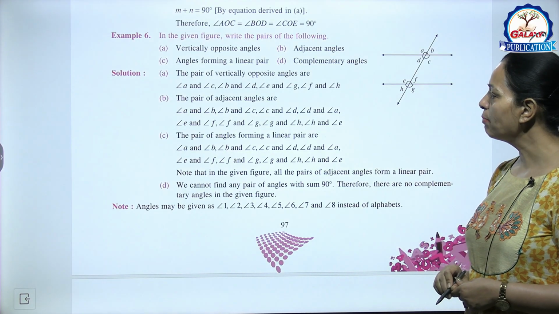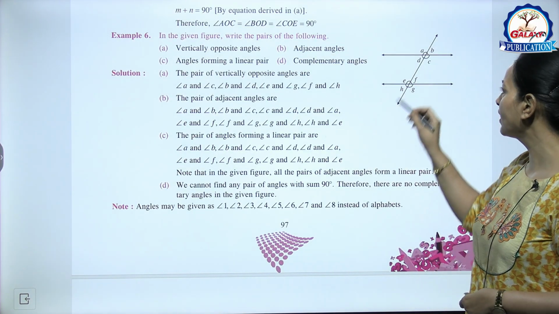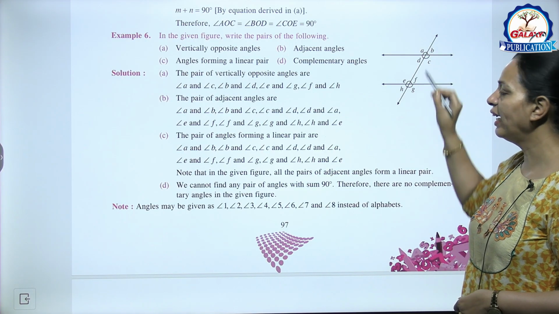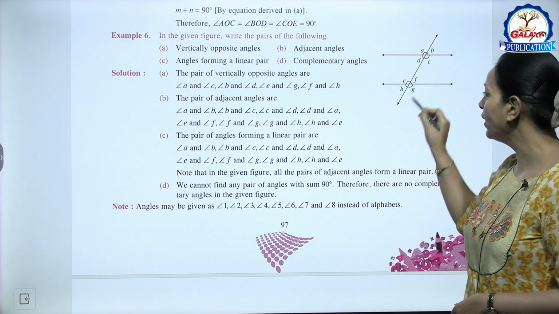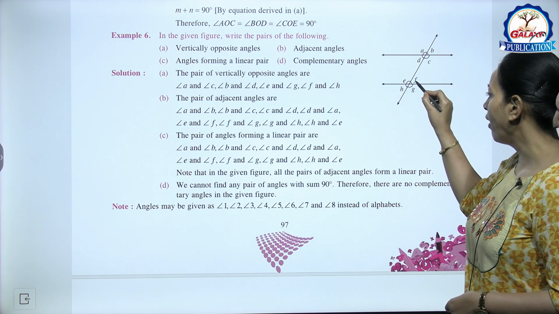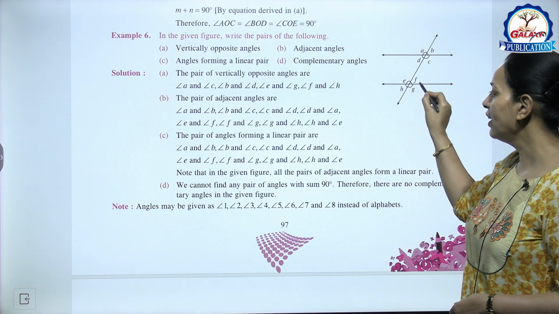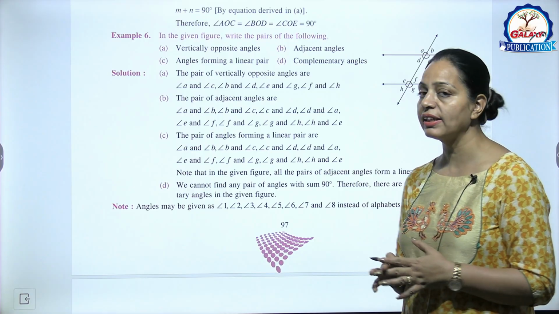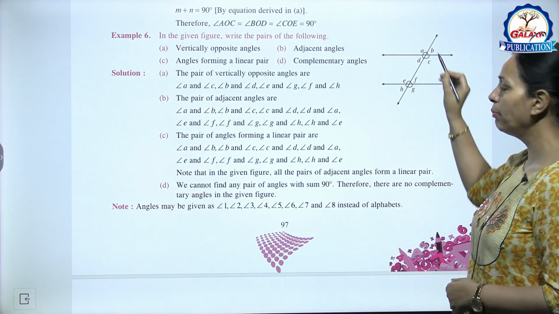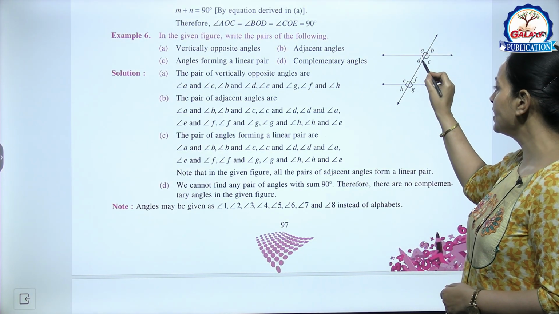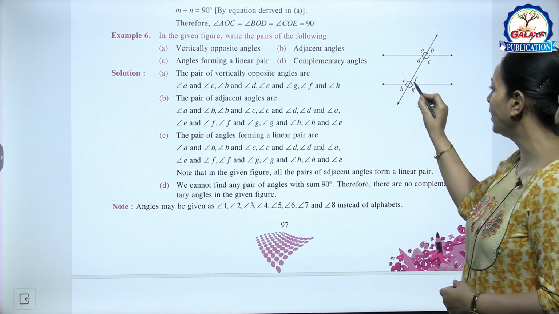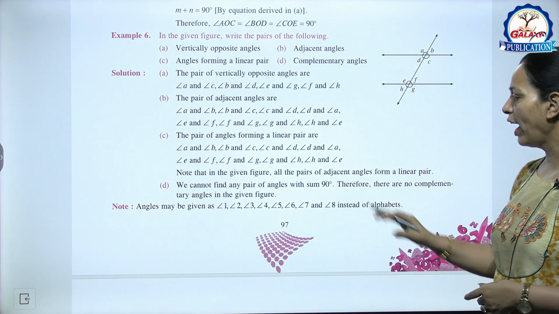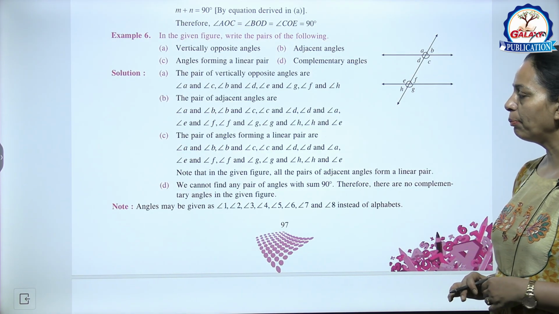Okay. Now the next B part, adjacent angles. Adjacent angles, one pair A and B, B and C, C and D, D and A. Okay, 4 pairs at one point and 4 pairs at this point. FG, GH, HE, EF, right? Now C part, angles forming a linear pair, means angles which are on a straight line. So A and B, B and C, C and D, D and A. 4 pairs. Similarly E and F, F and G, G and H, H and E, right? So here we have 8 pairs of linear pair angles.